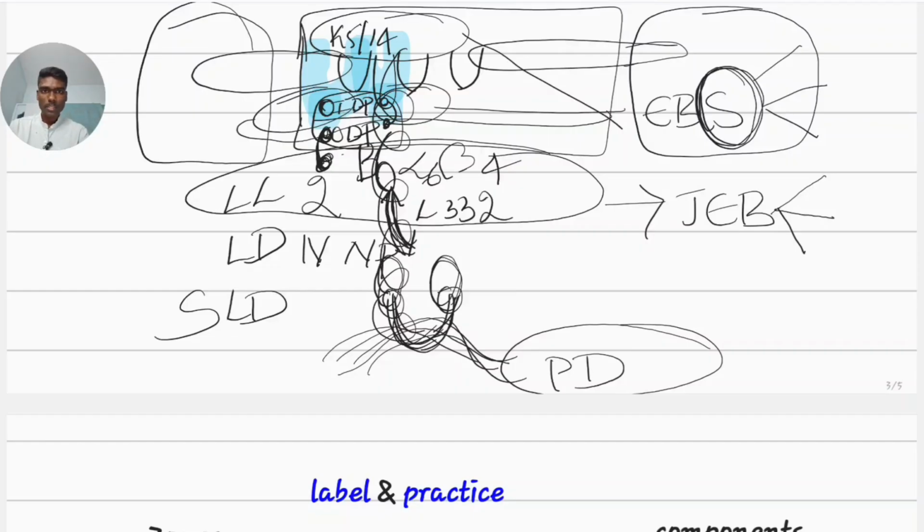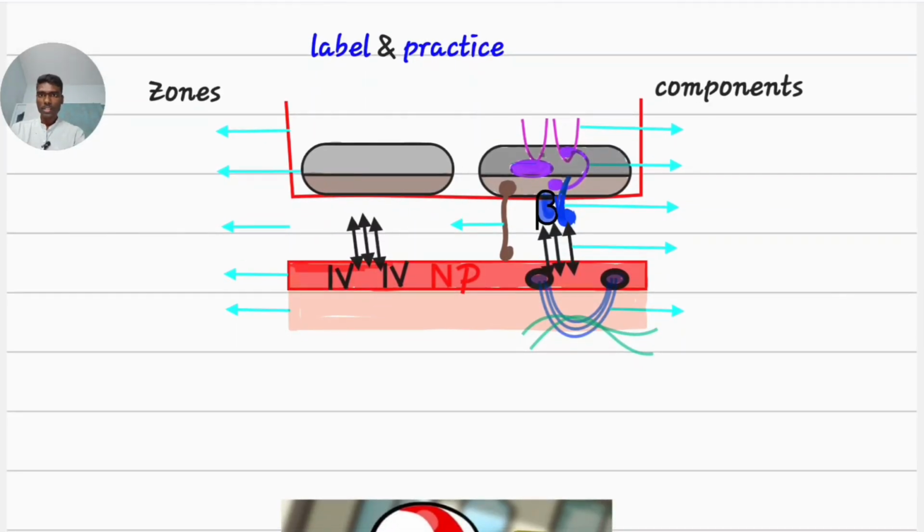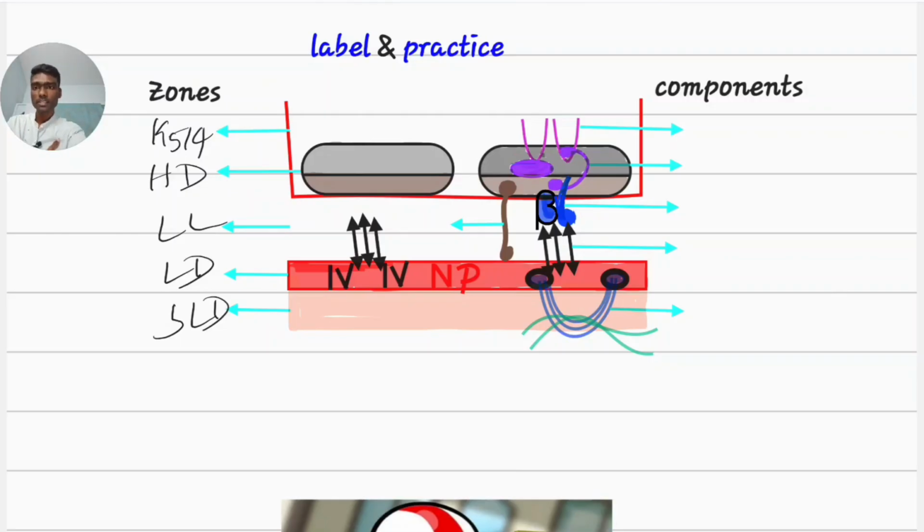Here you may feel it is very messy, but in this diagram you will see very clearly. You can label and practice on your own. Now for your ease, I will label and show what these structures are. Here we will label just zones. What is mainly in zone 1? Keratin 5, 14, hemidesmosome, lamina lucida. Next zone, lamina densa, and then finally sublamina densa. Finish.